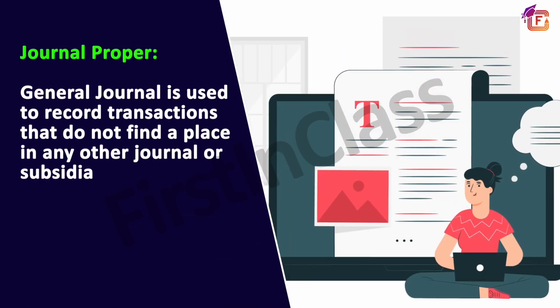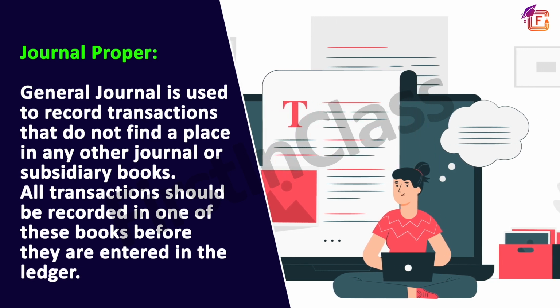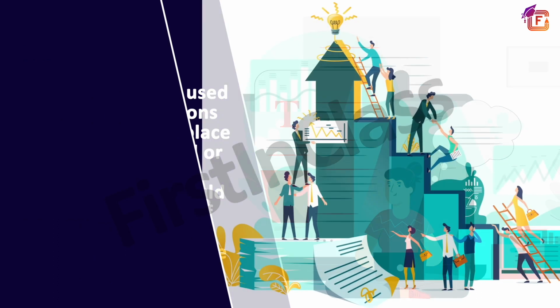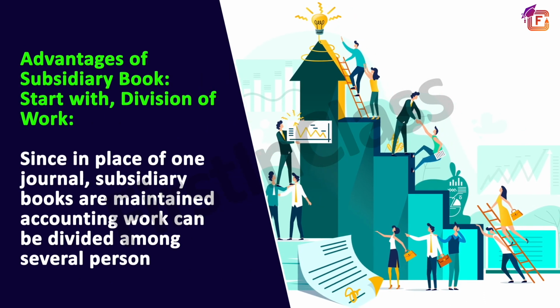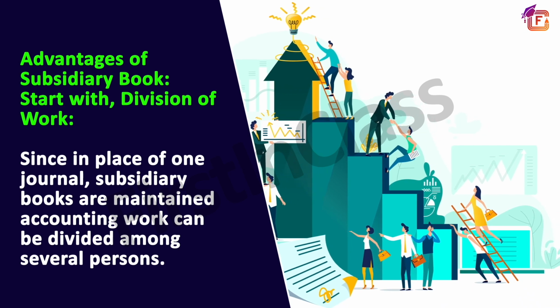Next subsidiary book is a journal proper. General journal is used to record transactions that do not find a place in any other journal or subsidiary books. All transactions should be recorded in one of these books before they are entered in the ledger. Now we'll move on to the advantages of subsidiary books. The use of subsidiary books has the following advantages. Starting with division of work. Since in place of one journal, subsidiary books are maintained, accounting work can be divided among several persons.